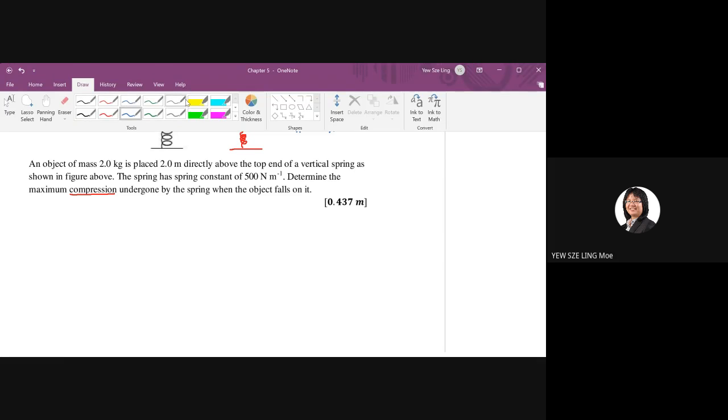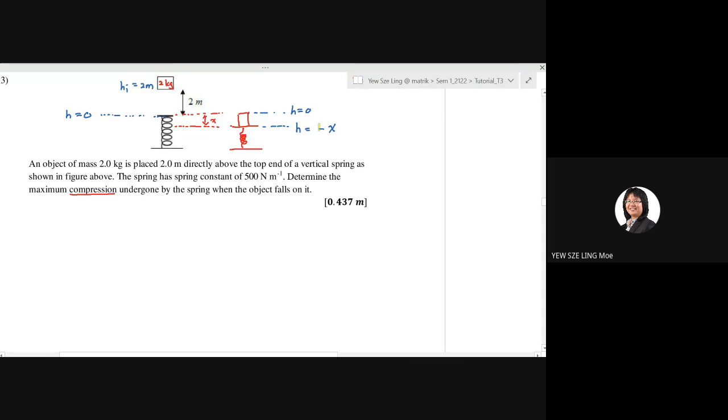So the most important thing is you have to know H can be a negative value. If you take the H0 above the final position, then the H final is a negative X value. All right, now let's see how we are going to solve this question.